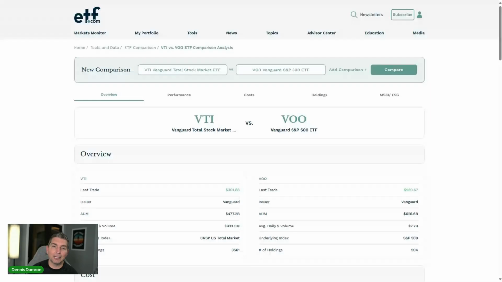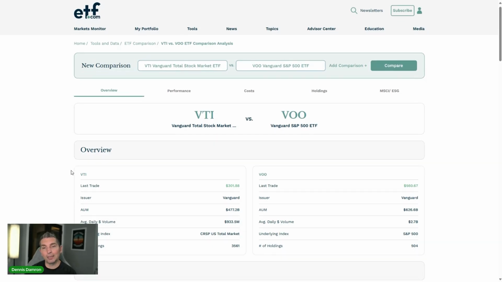So now let's go ahead and take a look at a side-by-side comparison. Looking at the VTI and the VOO, very similar again when you look at the price.